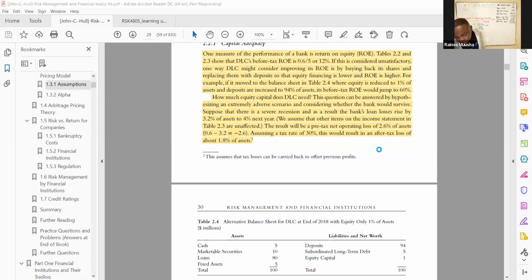Are we on the same page? Any questions? Anyone lost?